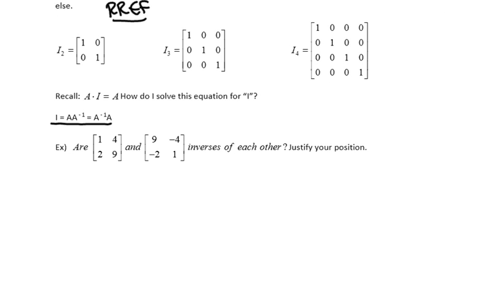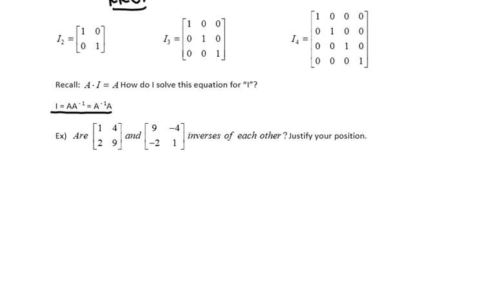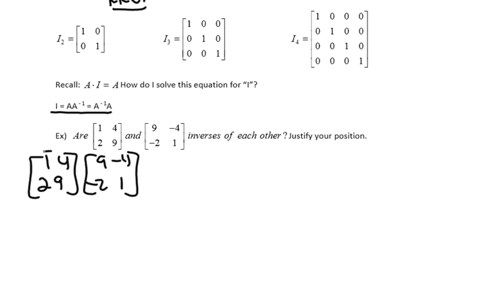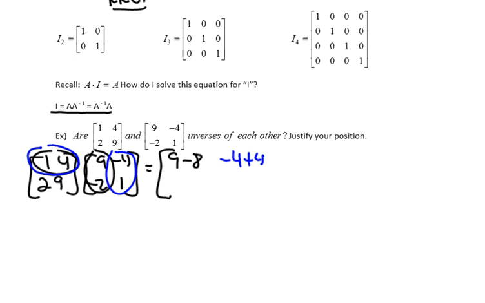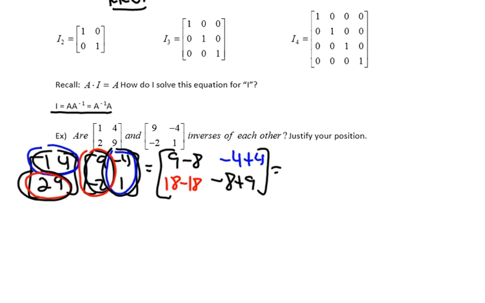All right, so let's see if these two 2 by 2 matrices are inverses of each other. The only way I'm going to be able to tell is to actually do the multiplication. So let's do that. Let's start here. That's 9 minus 8. We've got negative 4 plus 4. Here we've got 18 minus 18. And here we have negative 8 plus 9. Simplify. And that does give us the identity matrix for a 2 by 2.